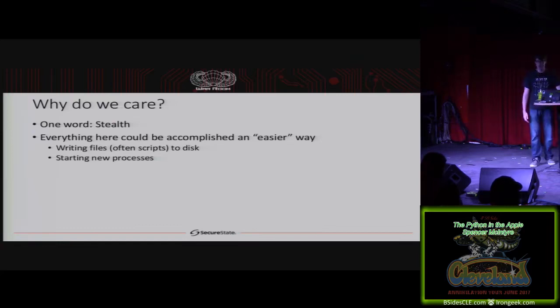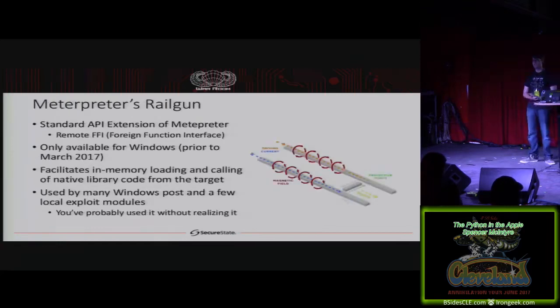Fair warning though, one of the drawbacks that Railgun does have is that it's a lot slower. In order to do this, there's a lot of I/O back and forth between Metasploit, the controller, and the actual Meterpreter host. So it's a little bit slower, but it's going to be a lot more stealthy, and you're not going to have to write anything out to disk, things along those lines. So this is how Railgun actually works.